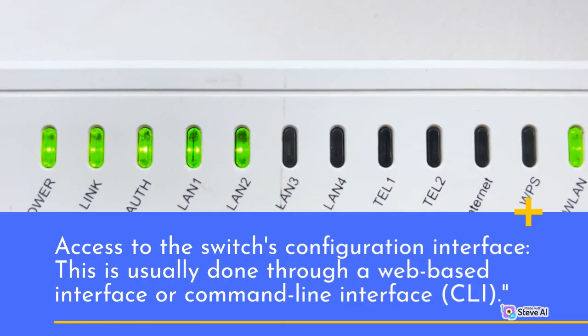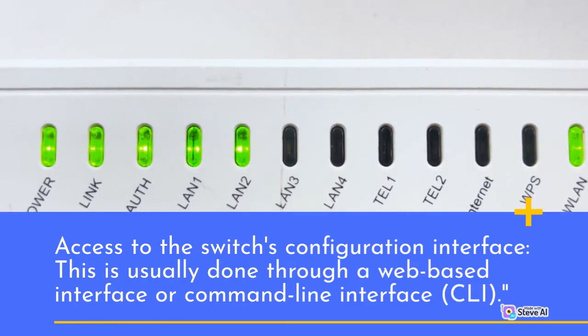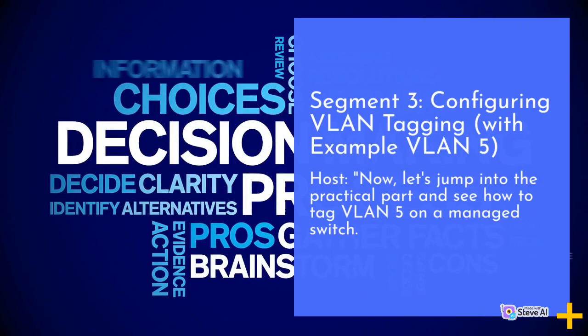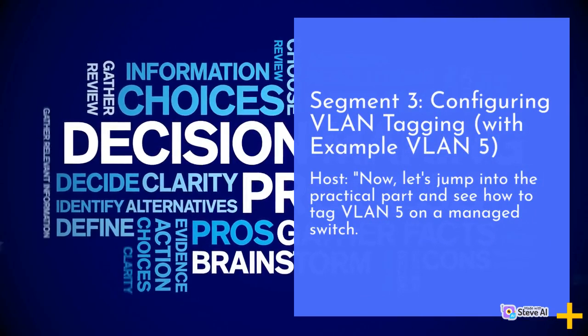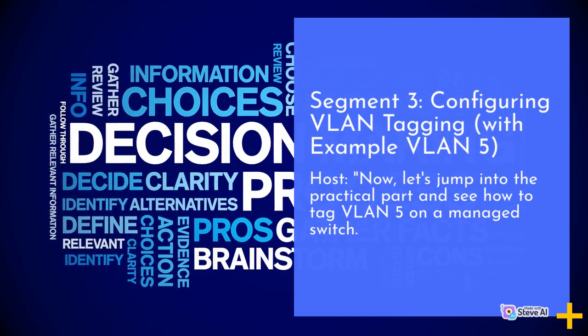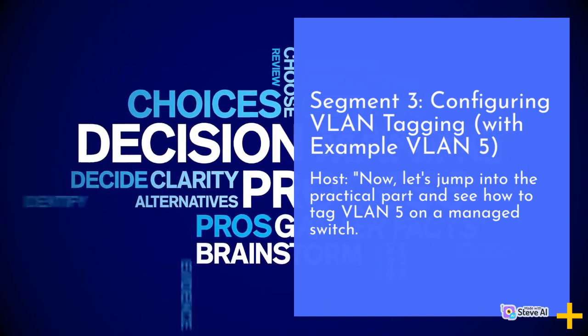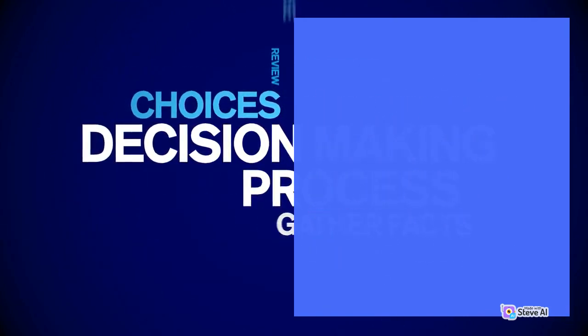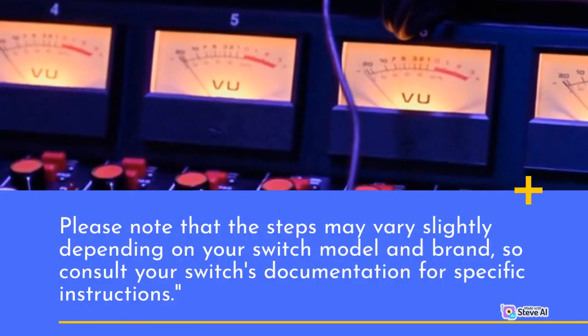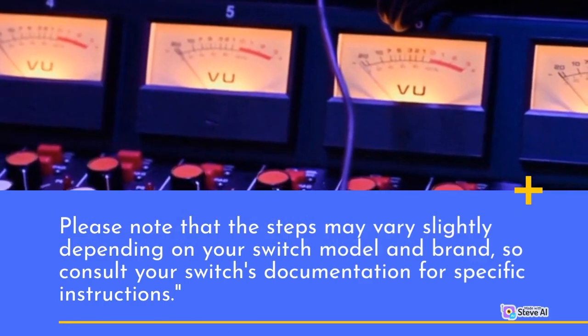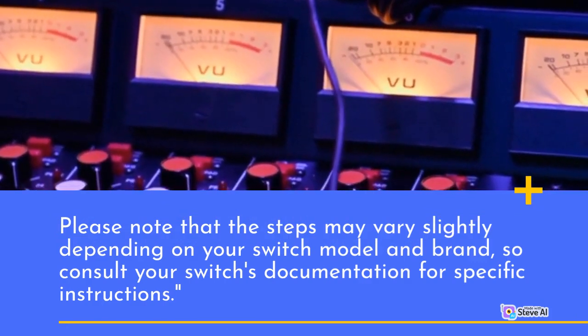Access to the switch's configuration interface. This is usually done through a web-based interface or command line interface, CLI. Configuring VLAN Tagging, with example VLAN 5. Now, let's jump into the practical part and see how to tag VLAN 5 on a managed switch. Please note that the steps may vary slightly depending on your switch model and brand, so consult your switch's documentation for specific instructions.